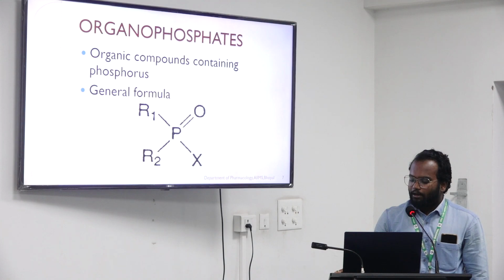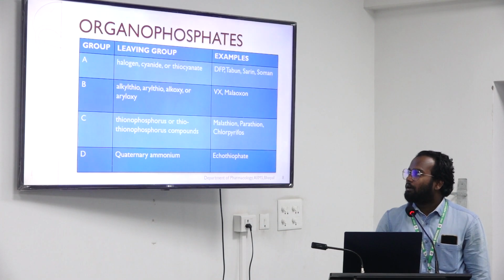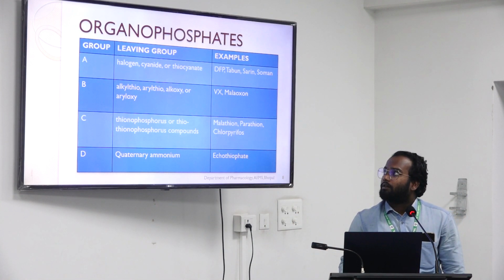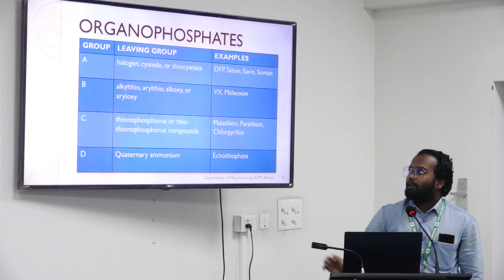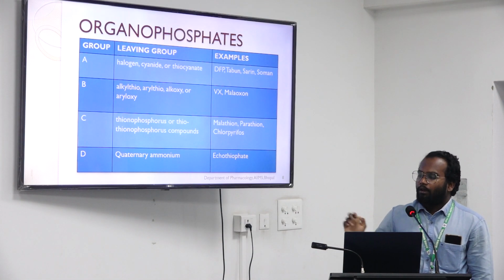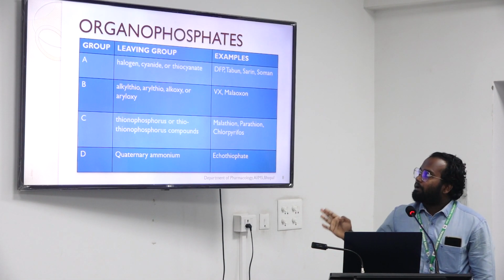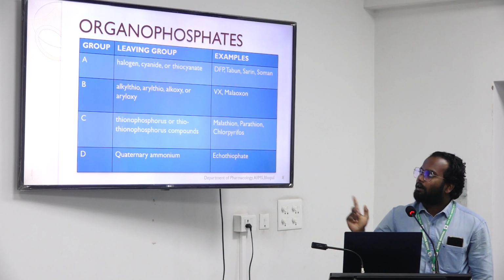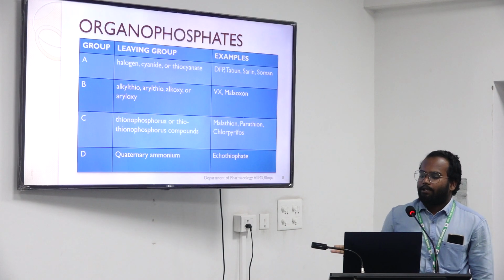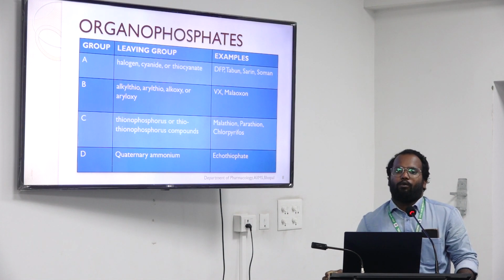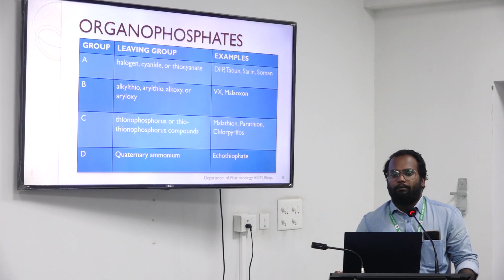Based on this X, they are classified into 4 groups, as you can see: A, B, C, D. This is taken from the Goodman and Gilman textbook of pharmacology. In group A, the leaving group is halogen. In group B, it is alkyl thio. Like that, it is classified into 4 groups, and you can see the examples also. In group A, we have tabun, sarin, and all the nerve gases. One more nerve gas, VX, comes under group B. All that classification is just to show the structure-activity relationship of these compounds. Based on the structure, they behave separately.